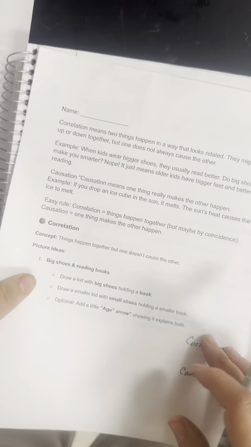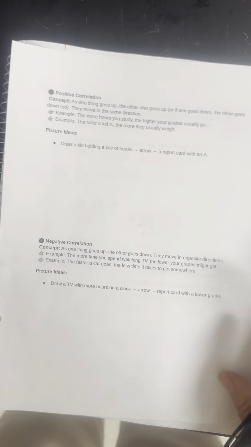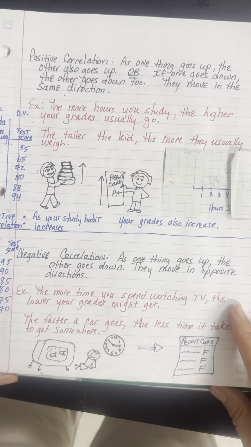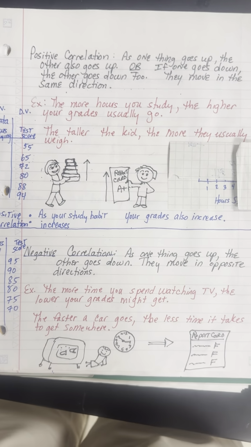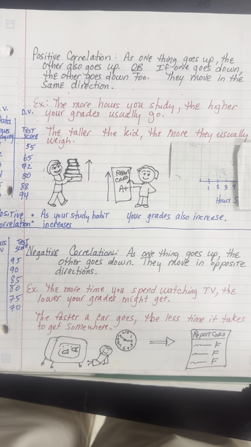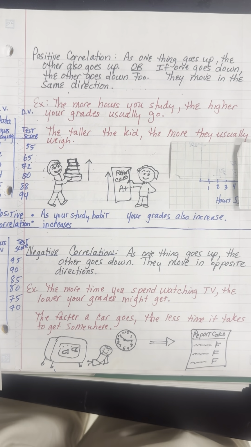So that takes care of this page. It's light work, but this one is going to be a little bit more involved. All right, now we're going to get into positive and negative correlation. Positive correlation is as one thing goes up, the other goes up, or if one goes down, the other goes down. They move in the same direction.